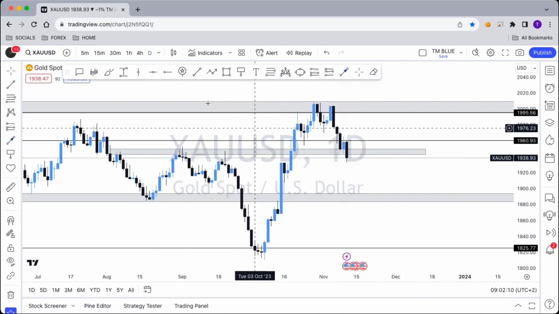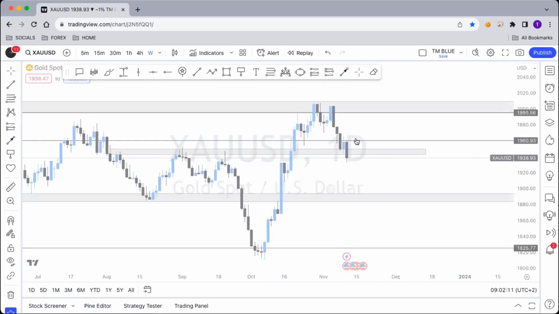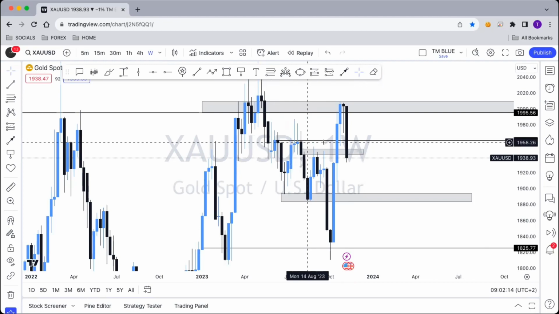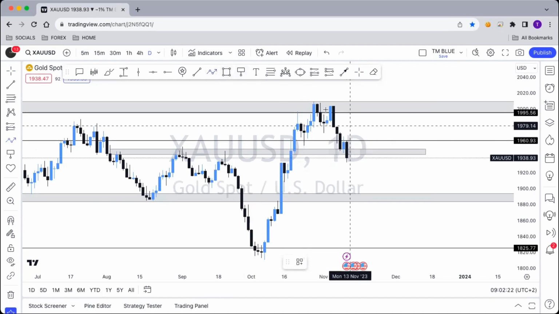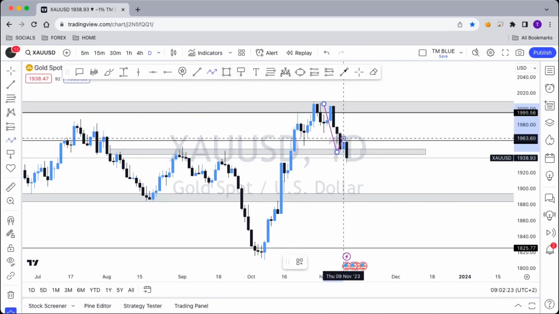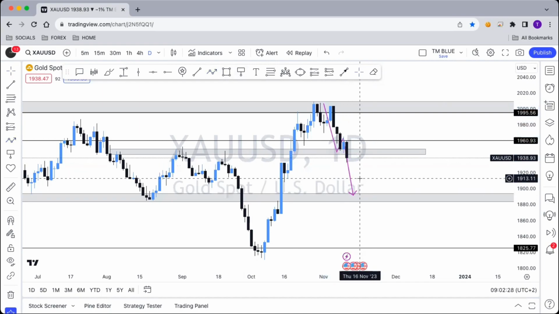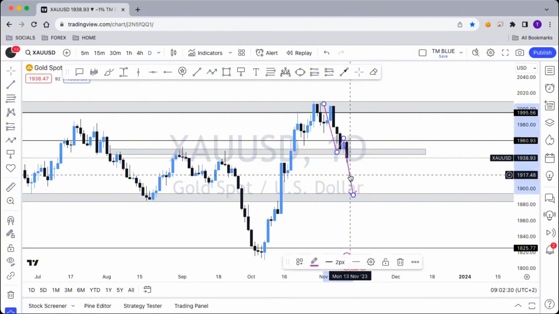Let me just show you that quickly. Weekly time frame, this area here. So the market actually respected it on the daily time frame too. If we jump back onto the daily, you can see how the market traded back, creating that trend. So now we've got a valid lower high, and we want the market to continue pushing to the downside.